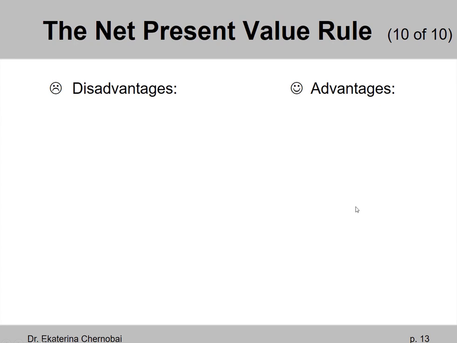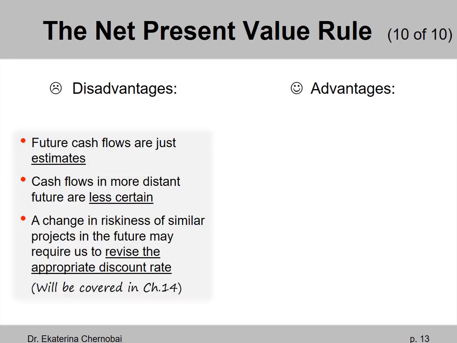So that was the net present value technique. What are some disadvantages of it that we haven't come across yet? Well, technically, all future cash flows that we estimate from this project are just estimates. We are definitely going to be incorrect once we are in 1 year and 2 years and 3 years and so on. So everything has some sort of estimation error embedded into it. And this is even more true for cash flows in more distant future. They are even less certain.